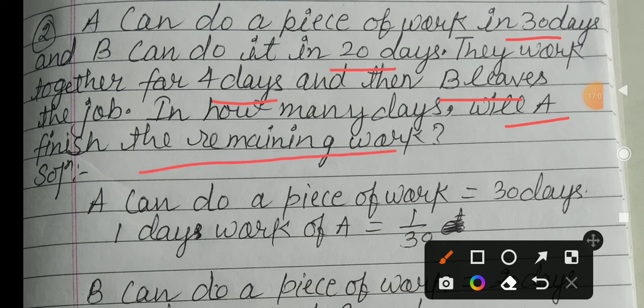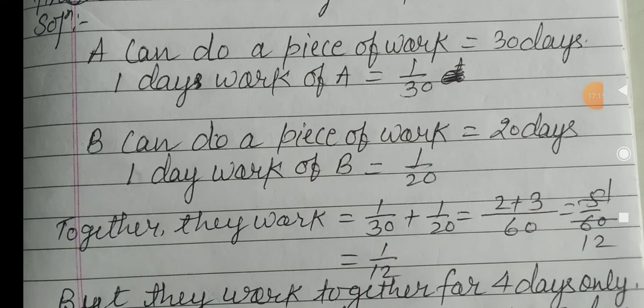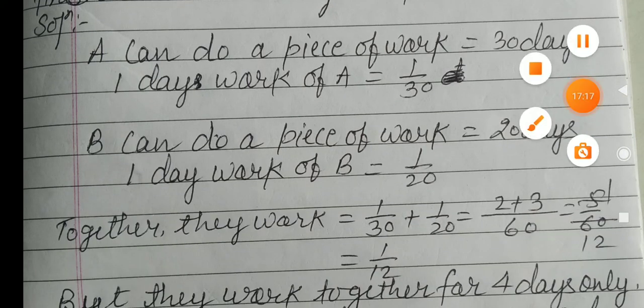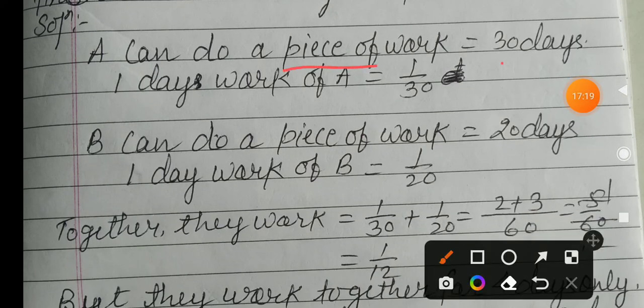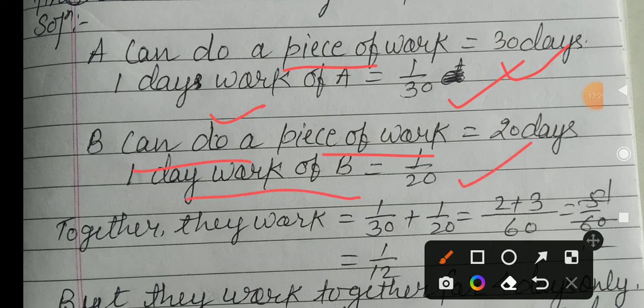तो जो रिमेनिंग वर्क है वो अब A को कंप्लीट करना होगा, उसका टाइम बताना है कि वो कितने टाइम में वो रिमेनिंग वर्क कंप्लीट करेगा। Now you have to say that A can do a piece of work in 30 days, so one day work of A is 1 upon 30, and B can do a piece of work in 20 days, so one day work of B is 1 upon 20.